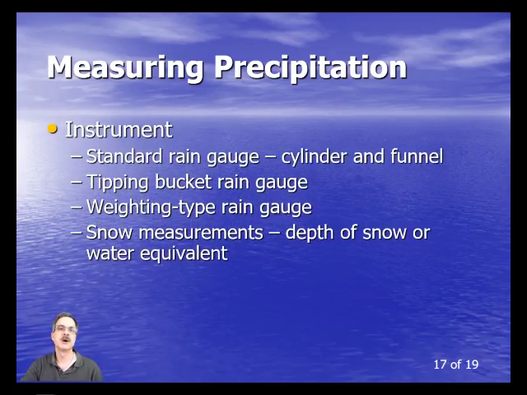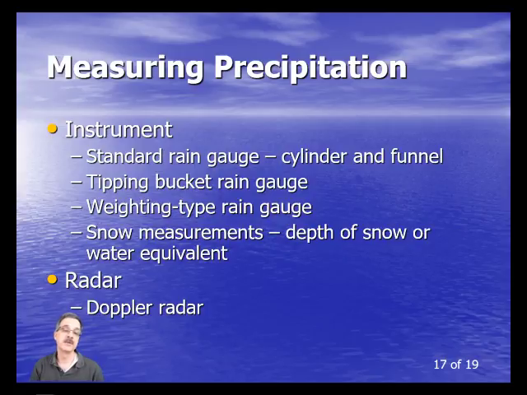All right, so how do we measure precipitation? Well, we use instruments like a standard rain gauge, which is basically just a cylinder and a funnel, a rain gauge called a tipping bucket, or a weigh type of rain gauge, and then we can measure snow by just going out with a big stick and measuring how deep the snow is. Another way is they'll scoop up a certain volume of snow, melt it down to figure out how much water is contained in the snow. The book has much better details on these precipitation measuring instruments, so I'd recommend you look there.